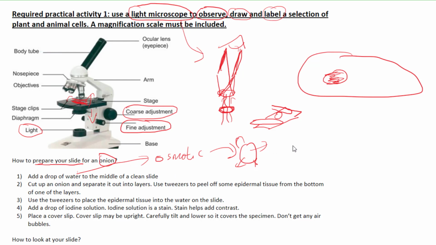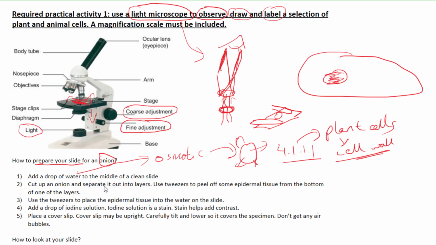Why is that? Let's go back to the previous spec, where we learned in 4.1.1.1 that plant cells have a cell wall. That's the important thing. Because of the cell wall, it won't explode or rupture the cell membrane. So that's why water is okay to use here.